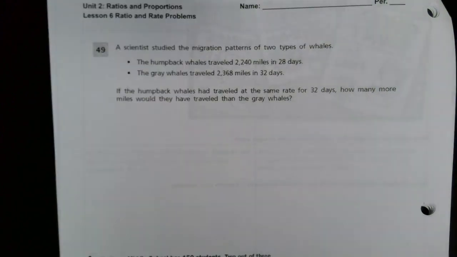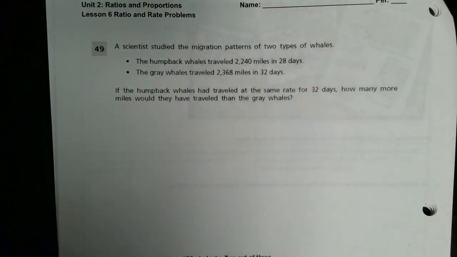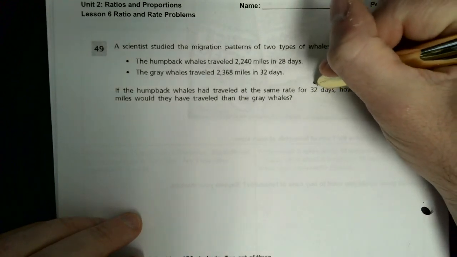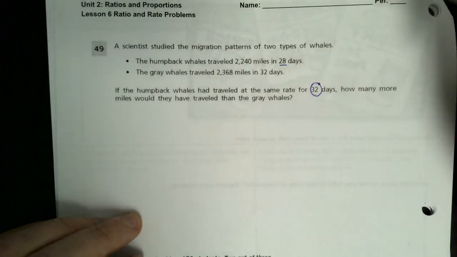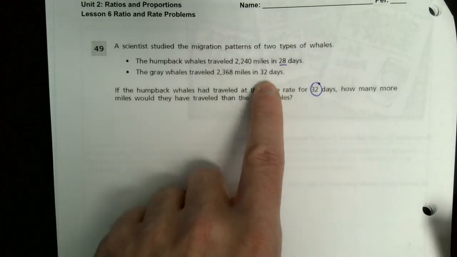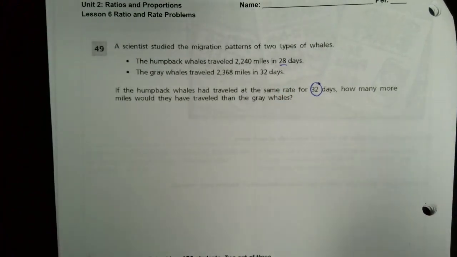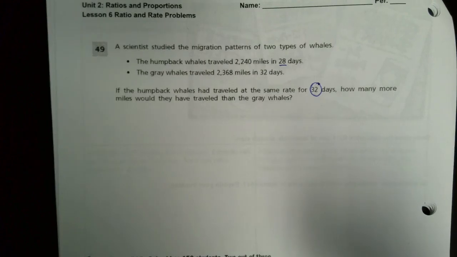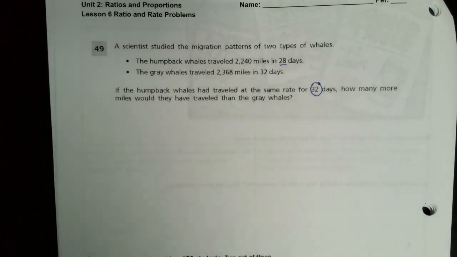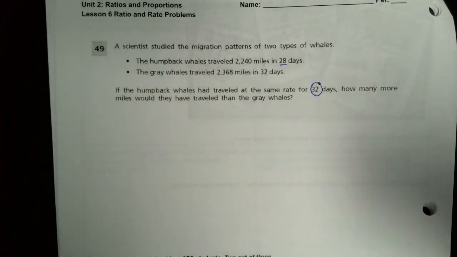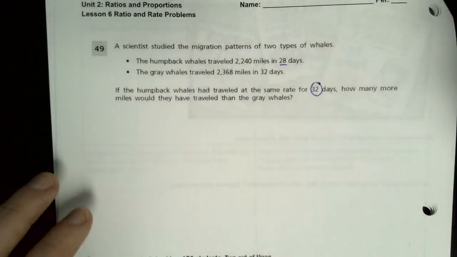So one thing to note here, actually a couple things. One is that we want the humpback whales to travel for 32 days. They have not traveled for 32 days yet. They've only traveled for 28. The gray whales, however, have traveled for 32 days. So what this problem is asking us to do is compare these two whales after 32 days to see how much farther the gray whale would have traveled. So we're going to leave the gray whale information there on its own because we don't have to change it at all because it's already at 32 days.